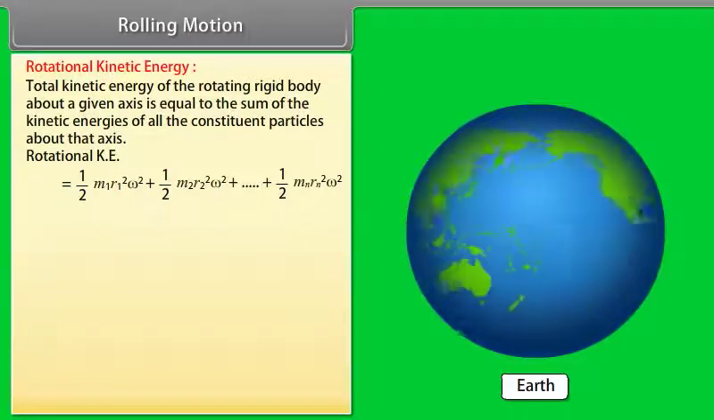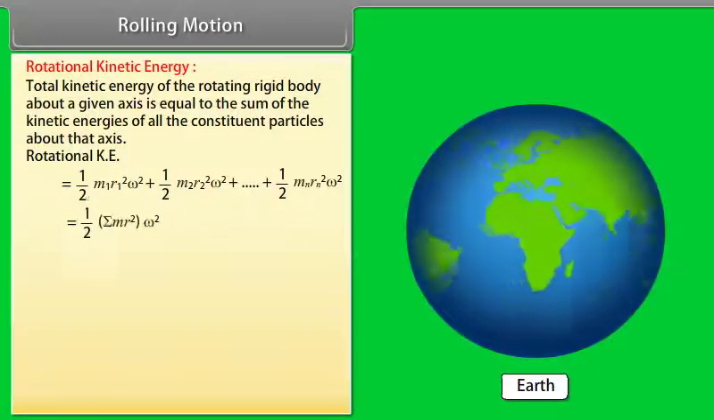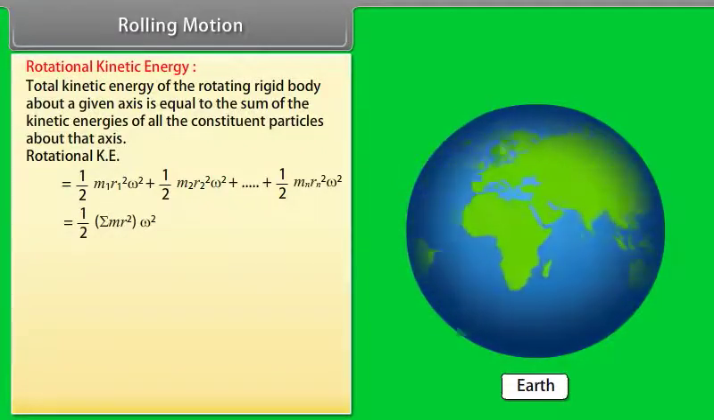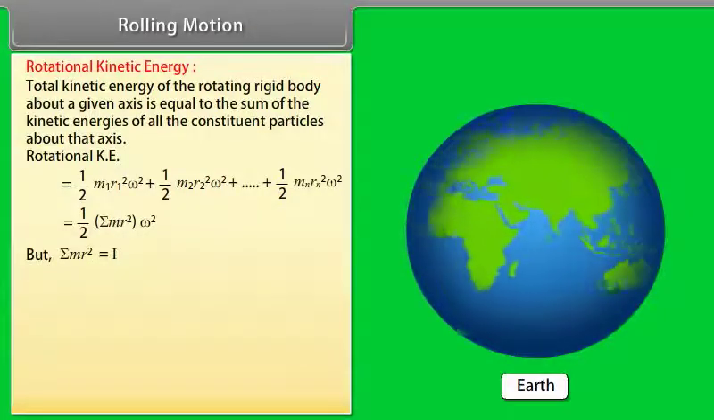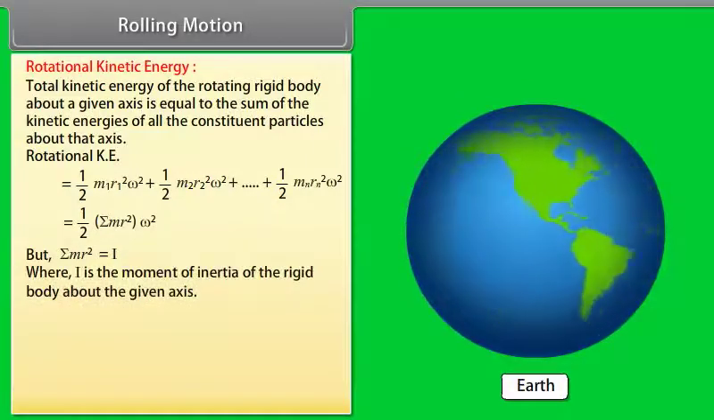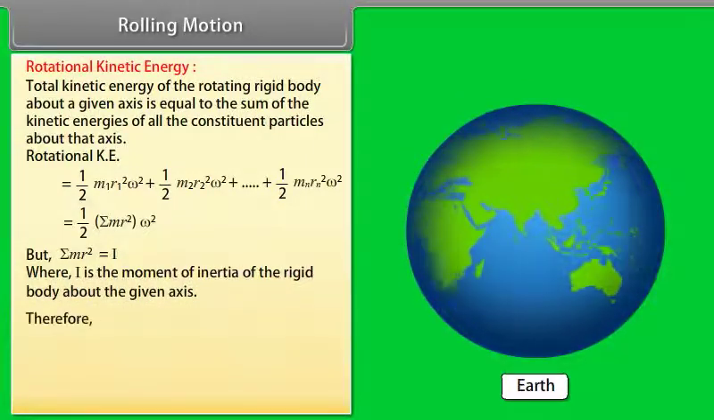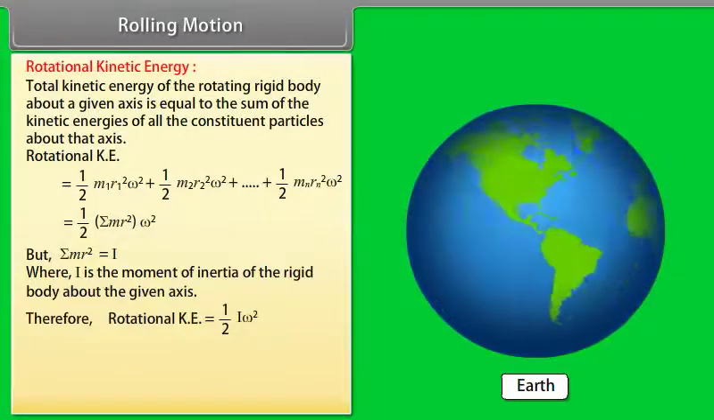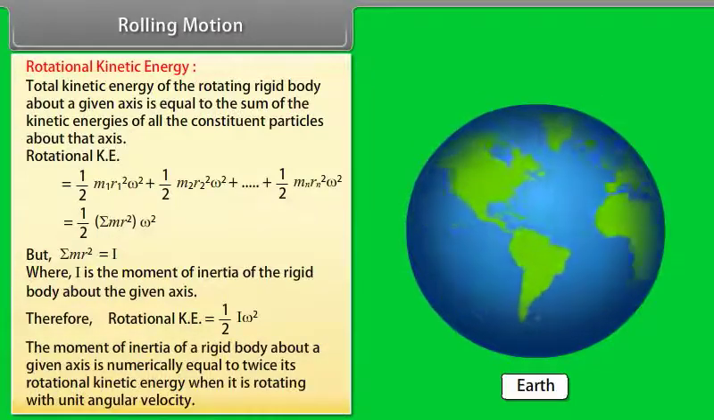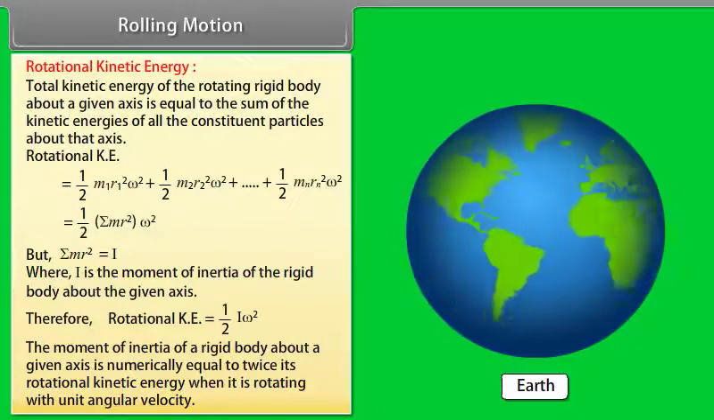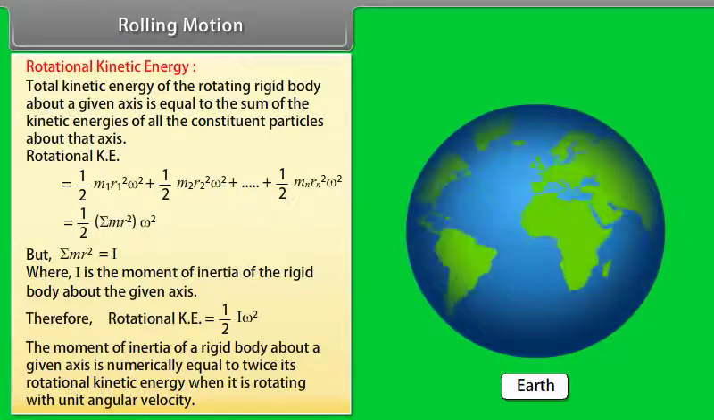On summing this equation, we get rotational kinetic energy is equal to half the summation of m r squared multiplied by omega squared. But we know that the summation of m r squared is equal to the moment of inertia of the rigid body about the given axis. Therefore, rotational kinetic energy is equal to half I omega squared. The moment of inertia of a rigid body about a given axis is numerically equal to twice its rotational kinetic energy when it is rotating with unit angular velocity.